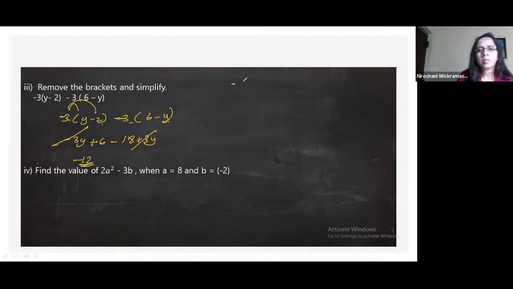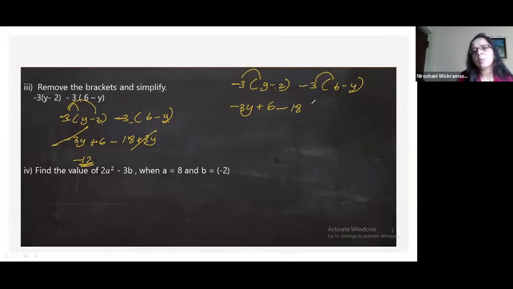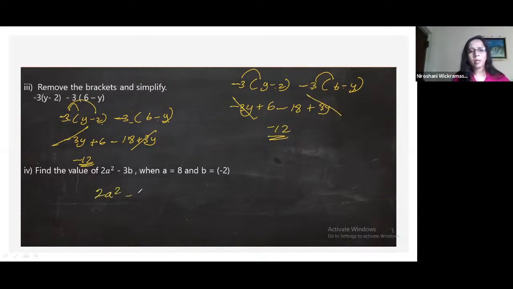Again, I will check this: minus 3(y minus 2) minus 3(6 minus y). 3 times y, minus 3y, minus into minus plus 6, minus 3 times 6, 18, minus into minus plus 3 times y, 3y. Yes, minus 12. Find the value of 2a squared minus 3b.